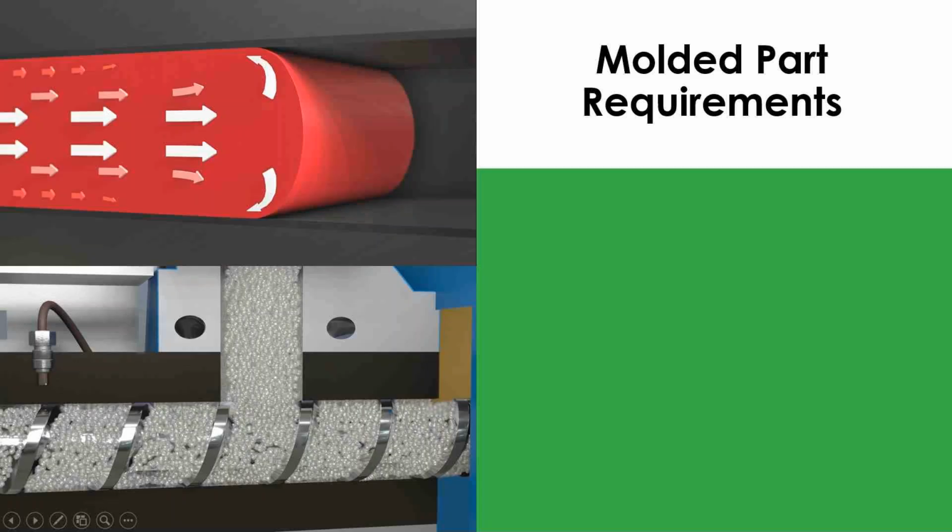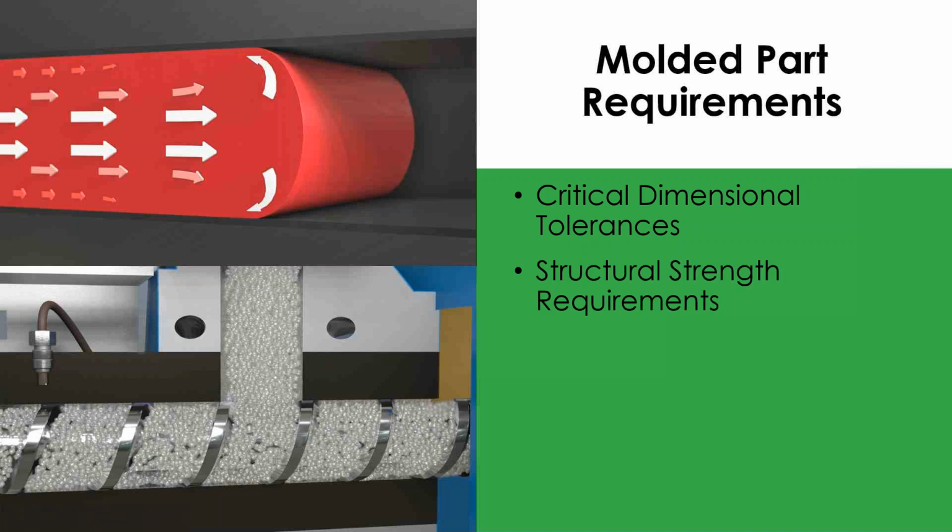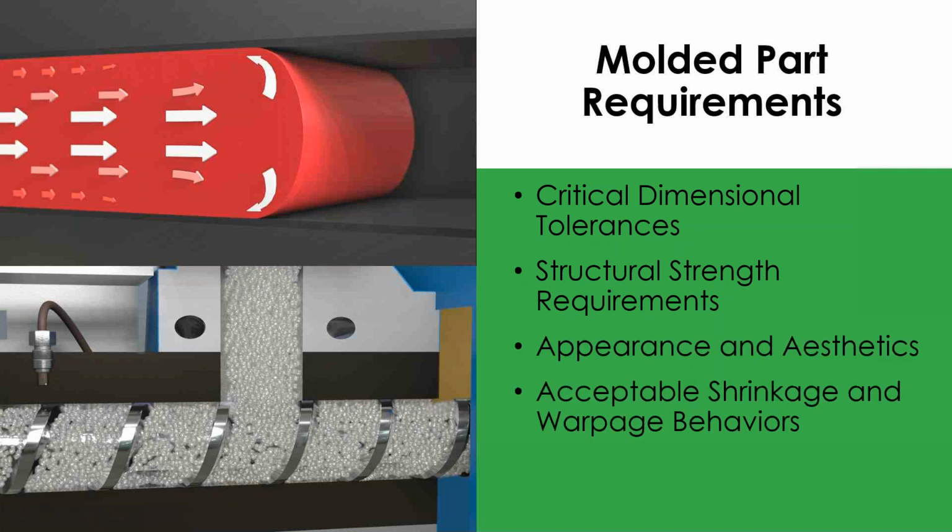So let's continue. Every molded part has certain criteria, or molded part requirements, we call those. For some, you have critical dimensions and tolerances you have to meet. You have structural strength and requirements that are important. Of course, appearance and aesthetics, acceptable shrinkage and warpage behavior, and of course the assembly functionality. Those are all very important molded part requirements. We need to understand those requirements, okay?